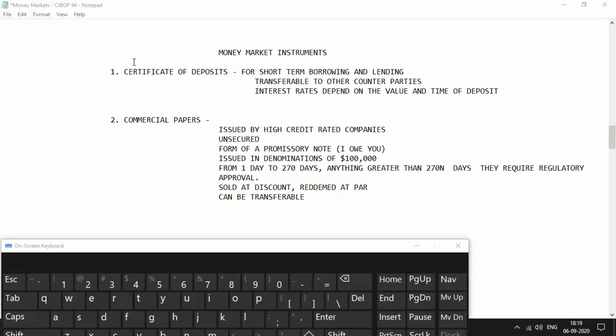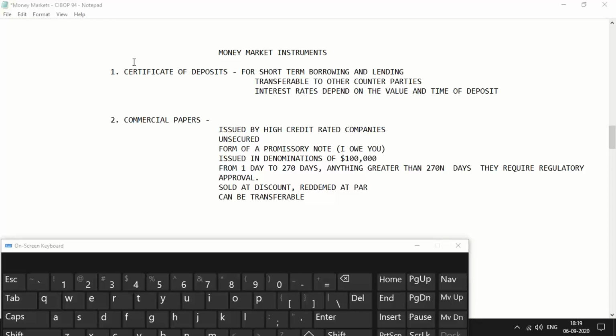You mean to say that if SBI issues a certificate of deposit and it is purchased by HDFC, then HDFC can transfer it to Axis Bank. Then at the last, Axis Bank has to pay SBI now. Yeah, so whoever is holding on to it at the end.